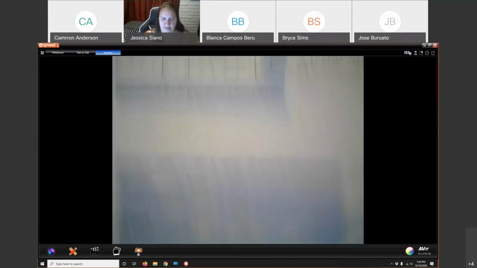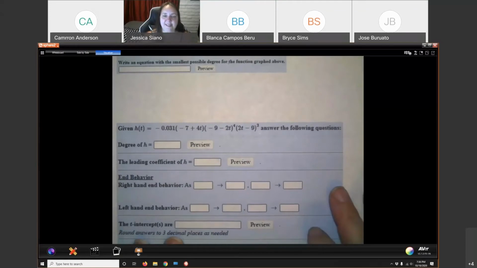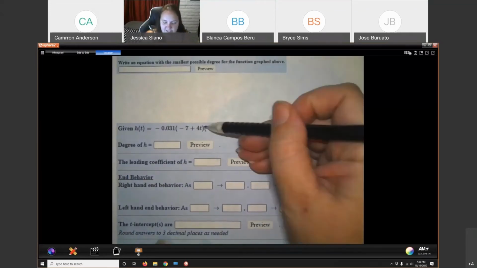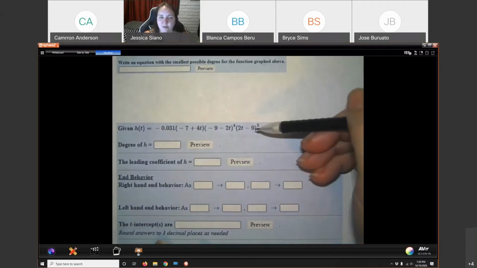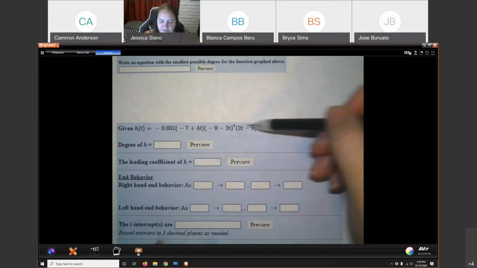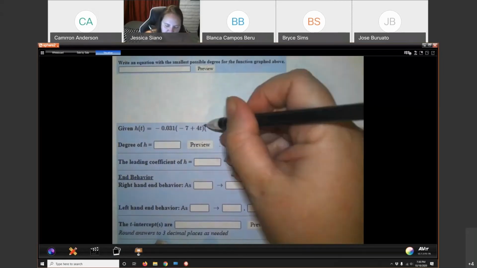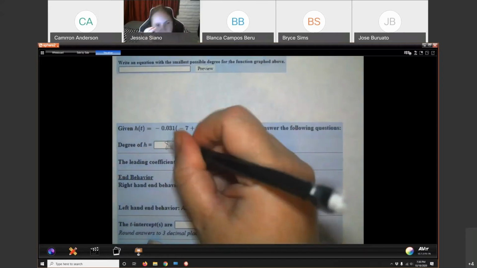All right. In factored form, the degree is the sum of the multiplicities. That's because the rule is that when you multiply, you add exponents. So here, if we were to multiply all of these back together, we would have to add these exponents. So this would be 1 plus 4 plus 3. So the degree of this is 8.